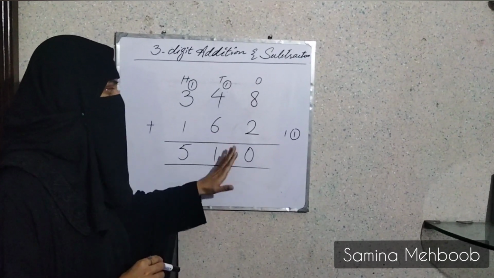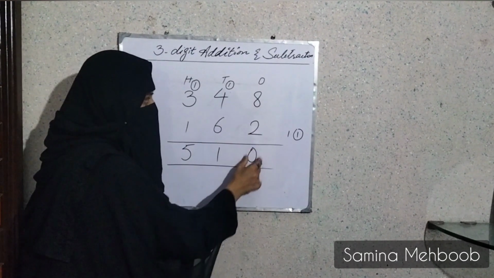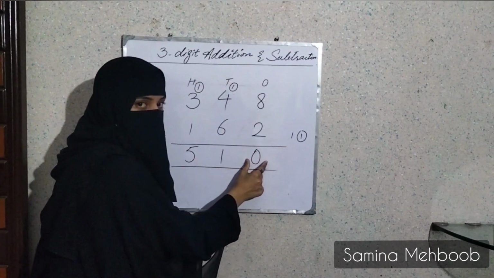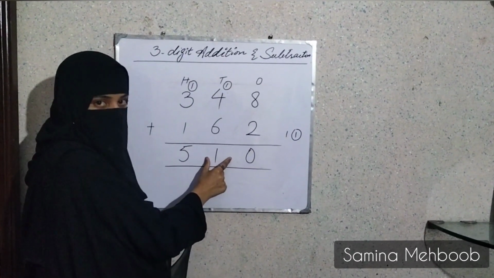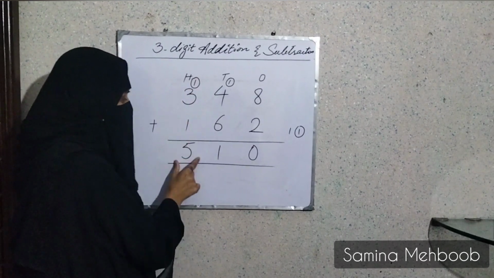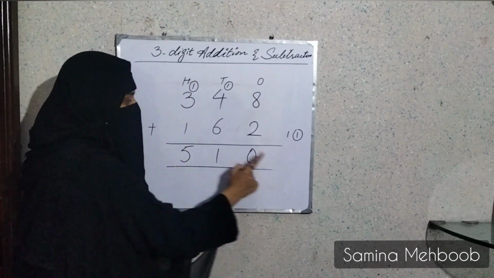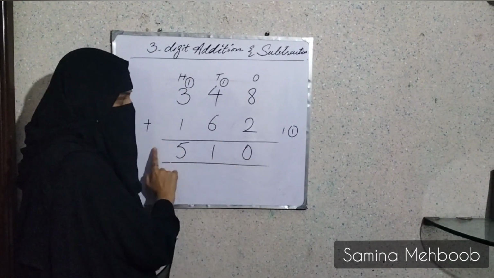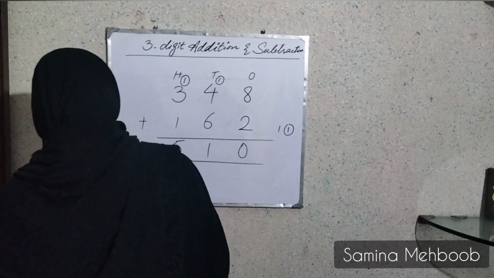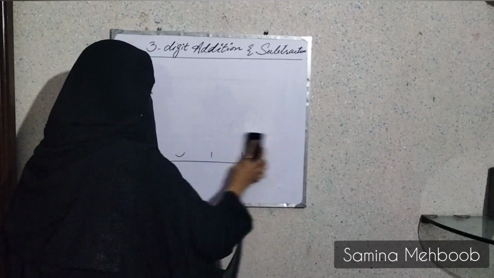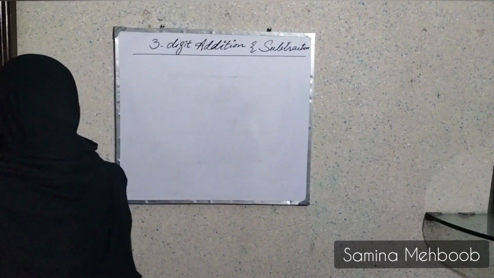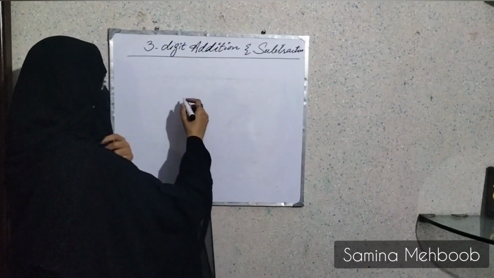Always remember, write the answer accurately under the ones place, accurately under the tens place, and accurately under the 100 place. Don't write here and there. Okay. Now come to the next question. The next question is of subtraction, with 3-digit numbers.